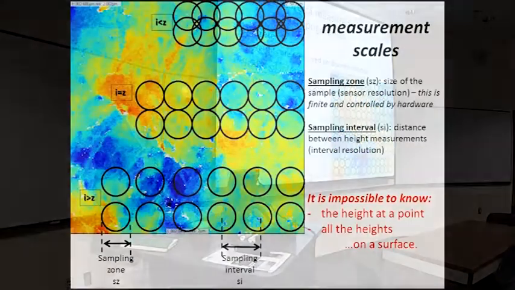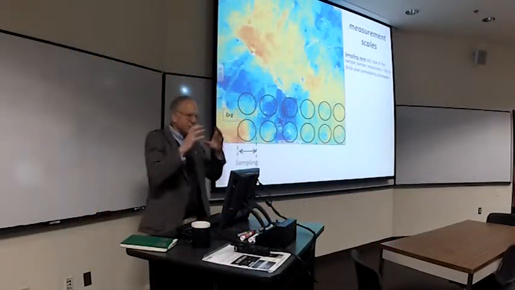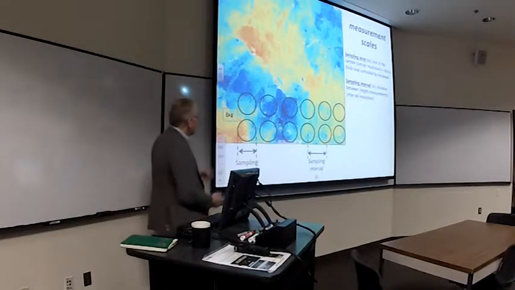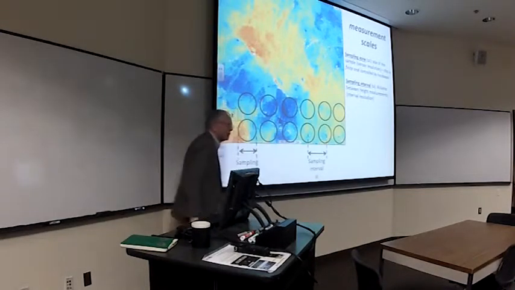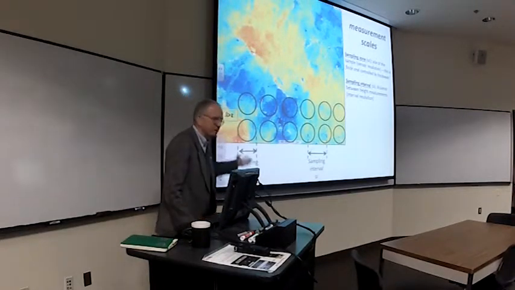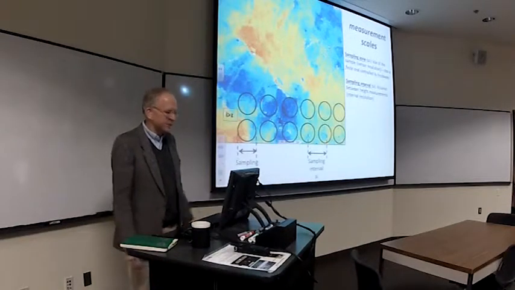we measure at discrete intervals and we measure over discrete zones. There is no way of measuring the height at a mathematical point. The point is infinitesimally small. And so we need to assess the height over some sort of zone, which we call the sampling zone. And then we move over some distance, and we call that the sampling interval. So lots of times we say, well, the height of the point, and that's just an expression, because the height of the point physically doesn't really exist.